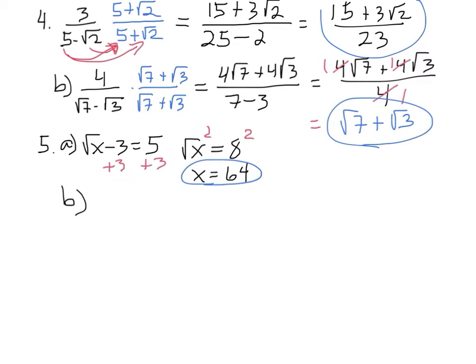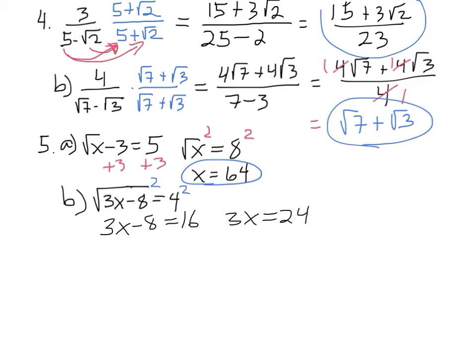B. In this equation, the root is already isolated, so I am now just going to square both sides of the equation. And the left side, the square root falls away, 3x minus 8. The right side becomes 16, and then I just add 8 to both sides. So 3x then equals 24, and I divide each side by 3. X equals 8.